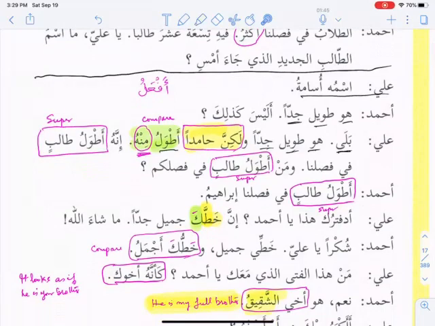Khatti jamilun. How many words are there in khatti? 2. Khattun and ya mutakalim. So mubtada is khattun, wa huwa mudaf, and ya mutakalim mudaf ilayh. My handwriting is beautiful. Jamil. Wa khattuka, and what is khattu?